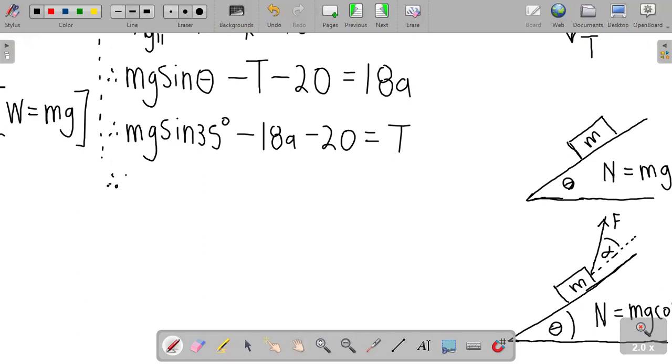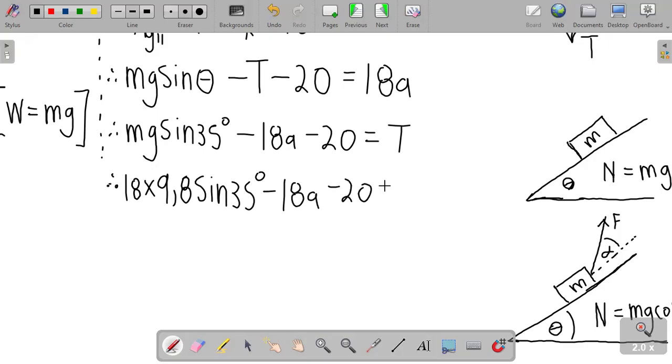We can say 18, and then we multiply 9.8 sine 35 degrees, minus 18A, minus 20 equals T.